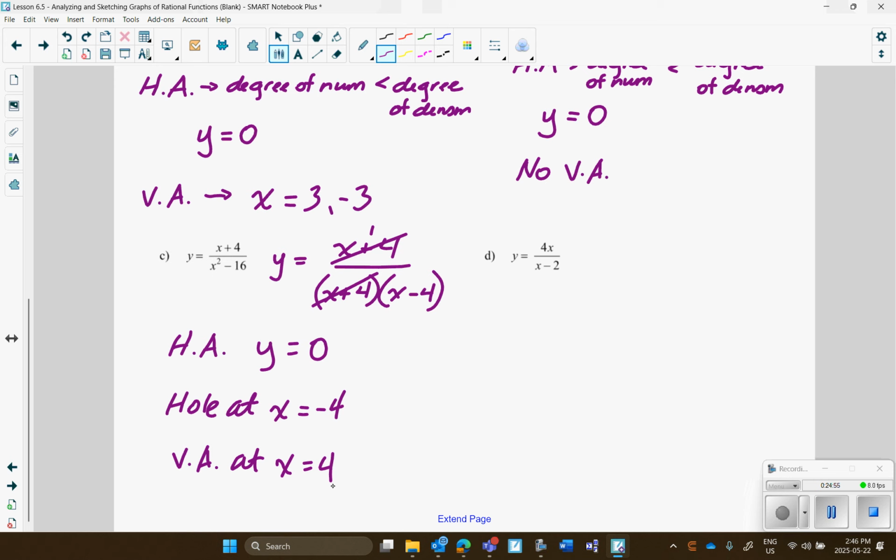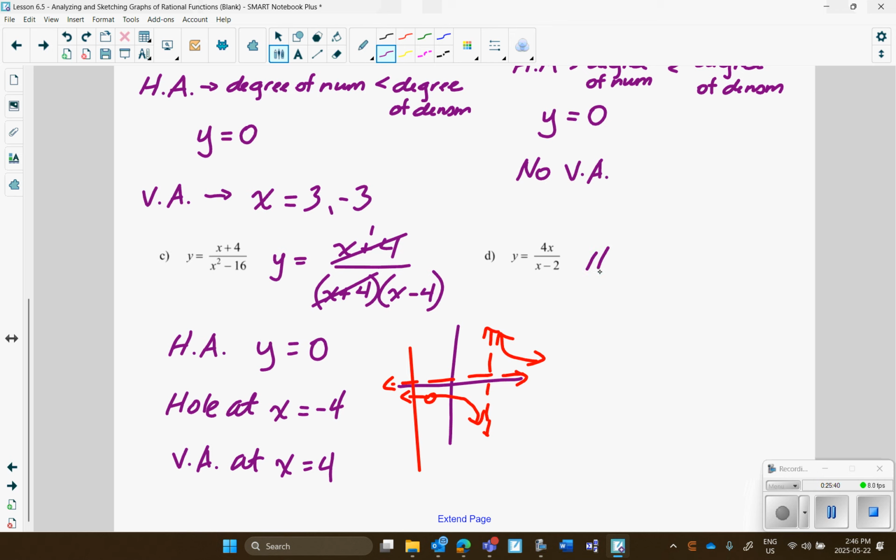So I'm not going to draw a detailed sketch of it, but it would look something like this. Horizontal asymptote is there. Vertical asymptote is out here at 4. And it would look something like that. It would take that kind of shape, but it would have a hole in it. Okay, we'll see one like that at the end.